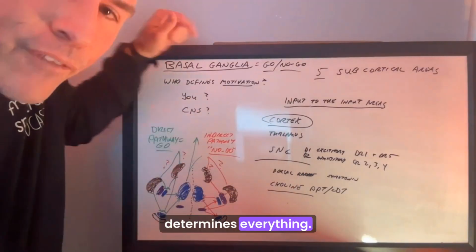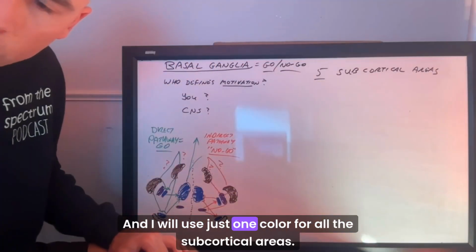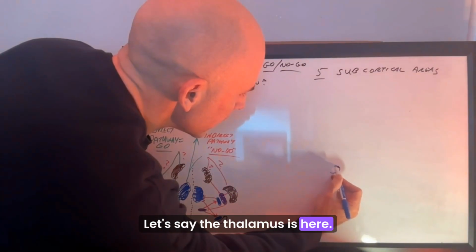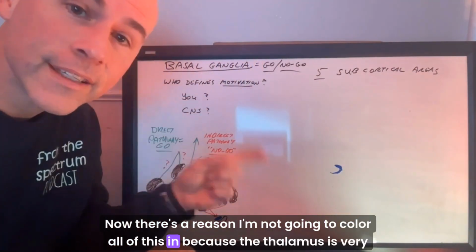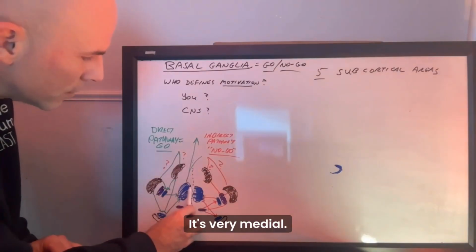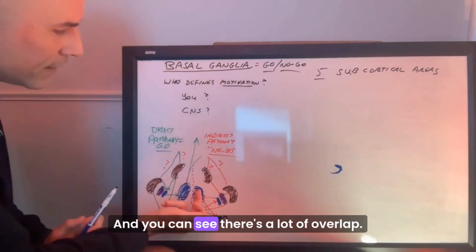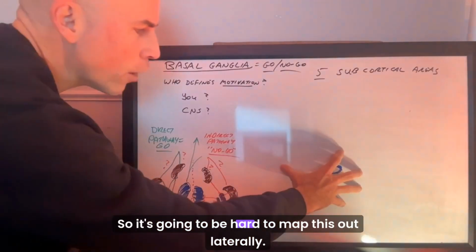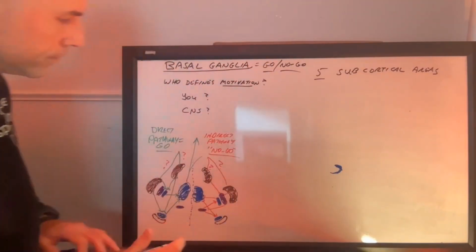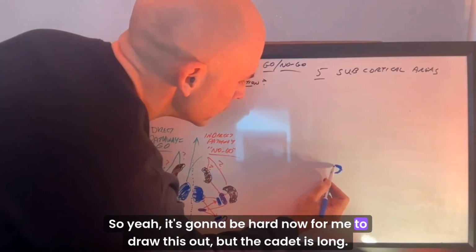that determines everything. So let's just map this out from a side view. And I will use just one color for all the subcortical areas. If we're looking at this from the side, let's say the thalamus is here. Now there's a reason I'm not going to color all of this in, because the thalamus is very midline. It's very medial. So we're going to have to work out this way. And you can see there's a lot of overlap. So it's going to be hard to map this out laterally. These are lateral. So yeah, it's going to be hard now for me to draw this out.